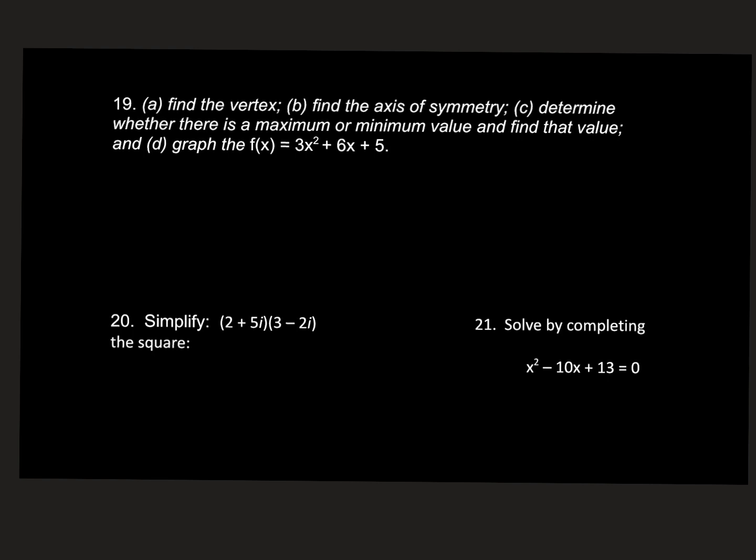All right, number 19, find the vertex, all the stuff. So this is what we did last week. I'm going to do negative b over 2a. Negative b is negative 6 over 2a, which is 3. That's negative 1. So my vertex is going to be negative 1 something.